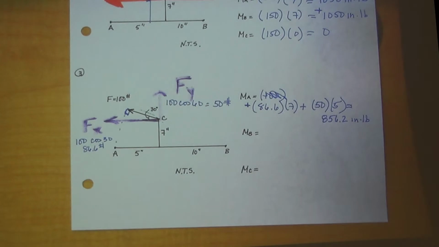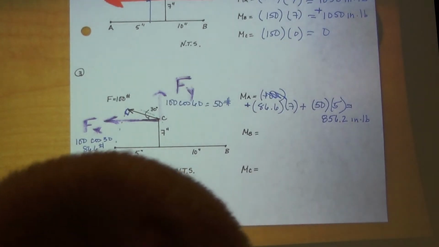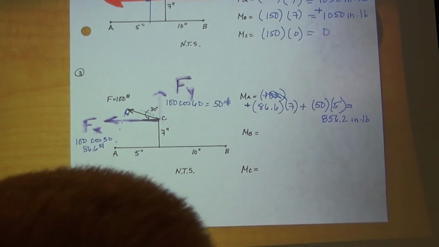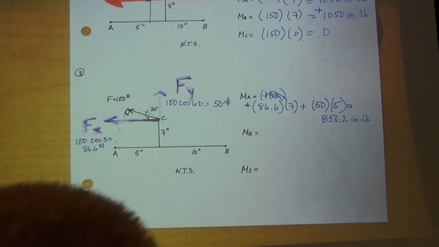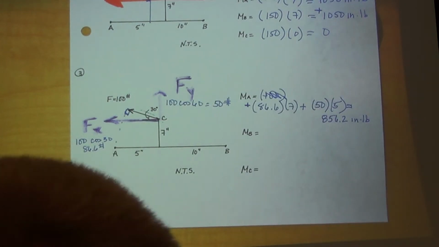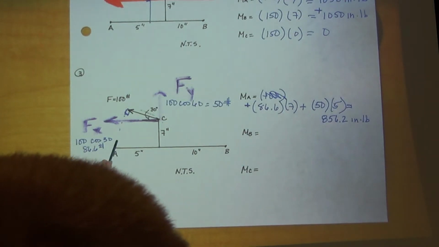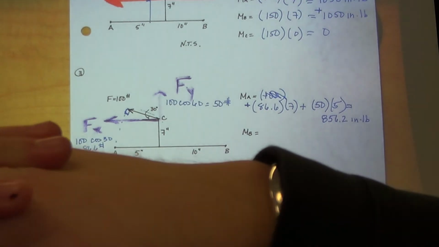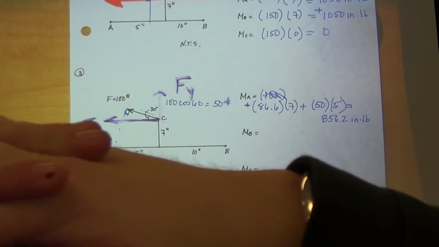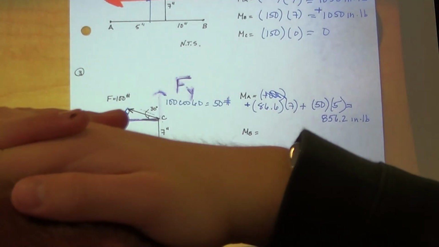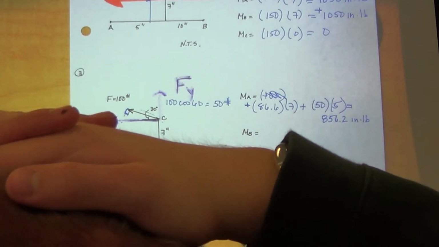Any questions? It just seems like the magnitudes are really high for a 100-pound load. You're getting 850. Can you figure out what the perpendicular distance is now? Yeah, you're at 250.